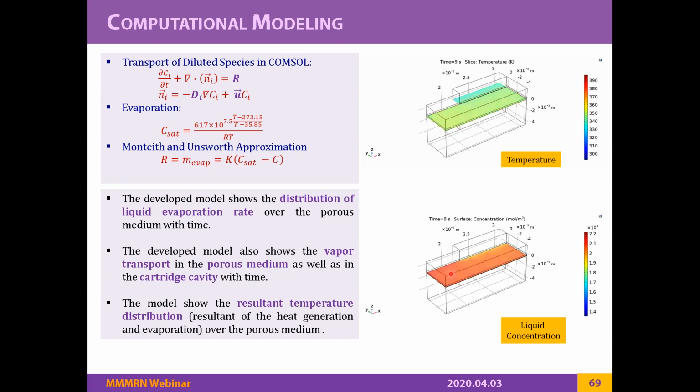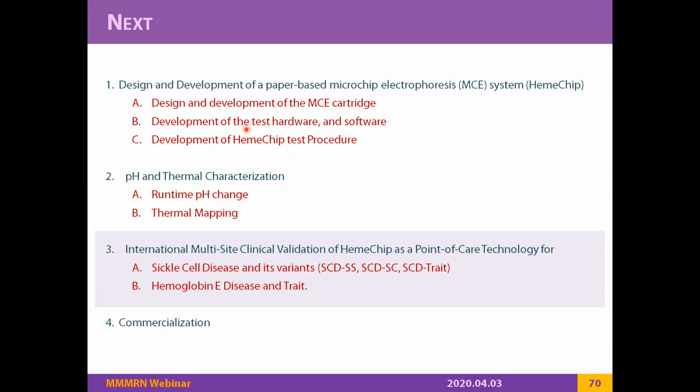So no way it's a complete representation of the system, but at least it provides some idea how the evaporation actually changes the temperature along the paper and how the wetness of the paper varies. If you're interested, I can provide additional resources that can help you to understand how the modeling is done. So I'm going to quickly go over the validation and commercialization.